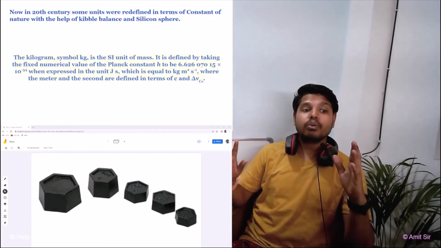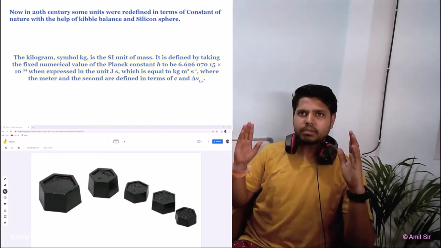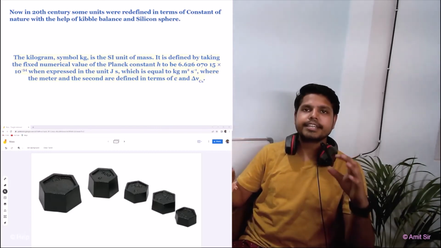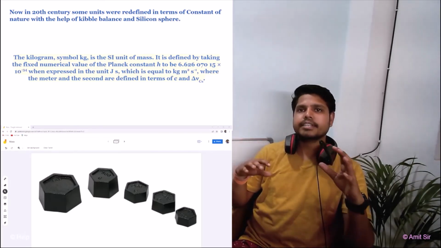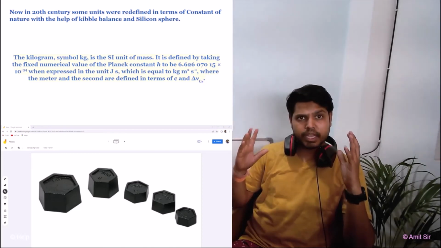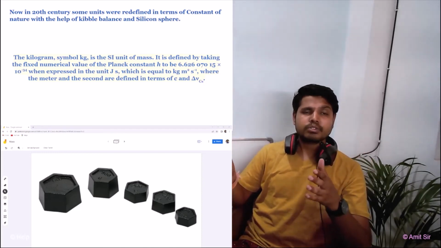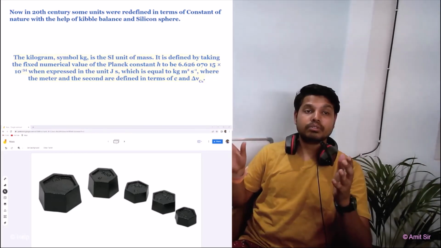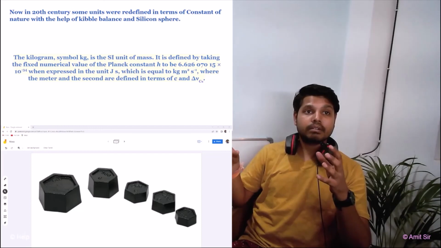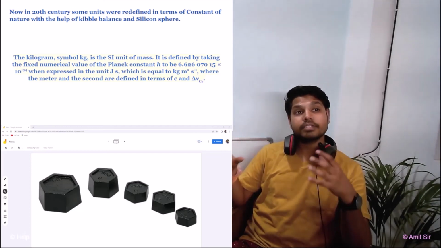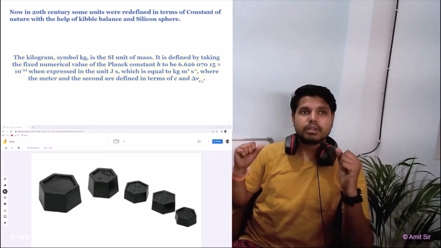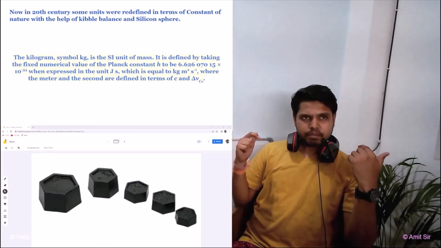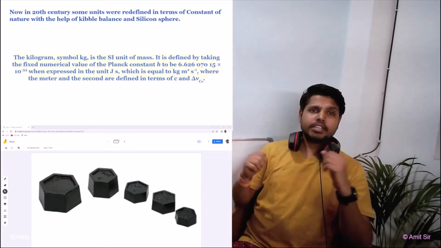So this is how the new kilogram is being defined. The problem is totally eradicated. The mass of a substance is no longer dependent on some physical sample. Okay, so now the mass has been written in terms of constants of nature.